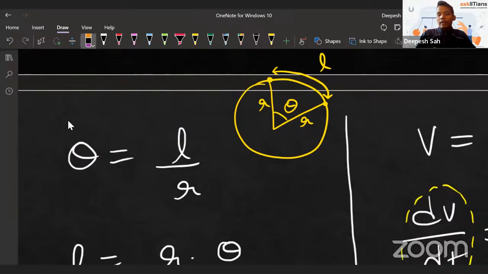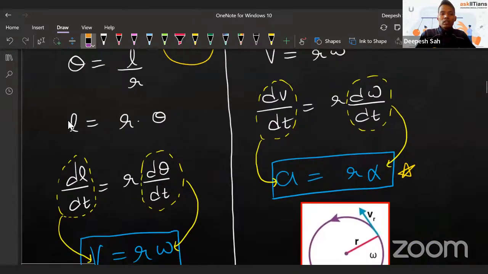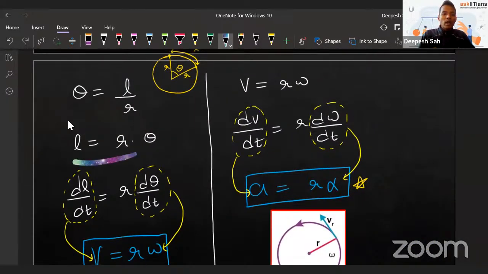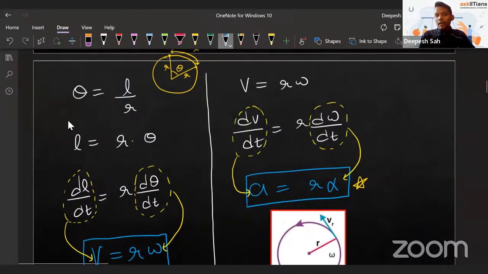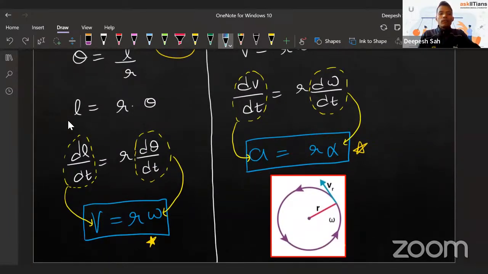Why am I using it? Because using this, you can also say L is equal to R into theta. Now you can differentiate both sides, that is, dL by dt is equal to R into d theta by dt. Basically, you are differentiating on both sides. Distance by time, or displacement by time, is velocity, and angular displacement by time is angular velocity. From this, we come up with the formula v is equal to R omega.